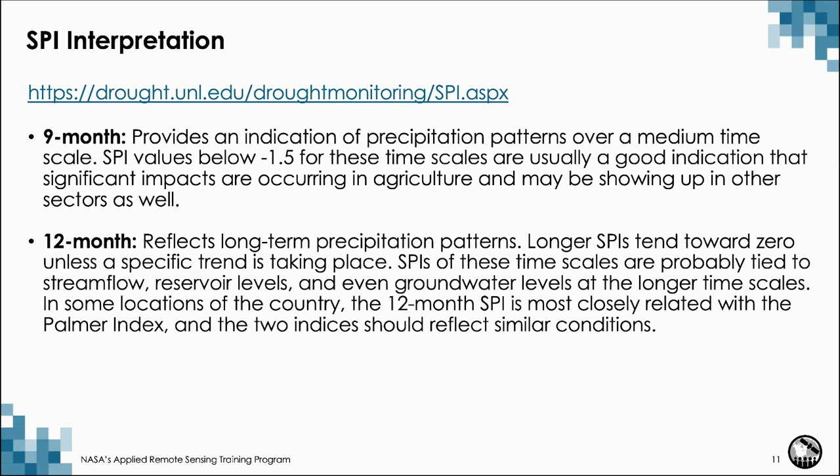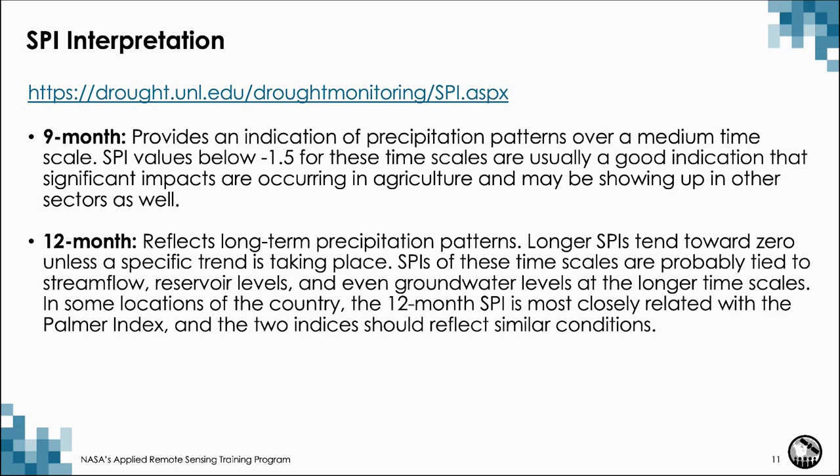The nine-month SPI provides an indication of precipitation patterns over a medium timescale. Droughts usually take a season or more to develop. SPI values below negative 1.5 for these timescales are usually a good indication that significant impacts are occurring in agriculture and may be showing up in other sectors as well.